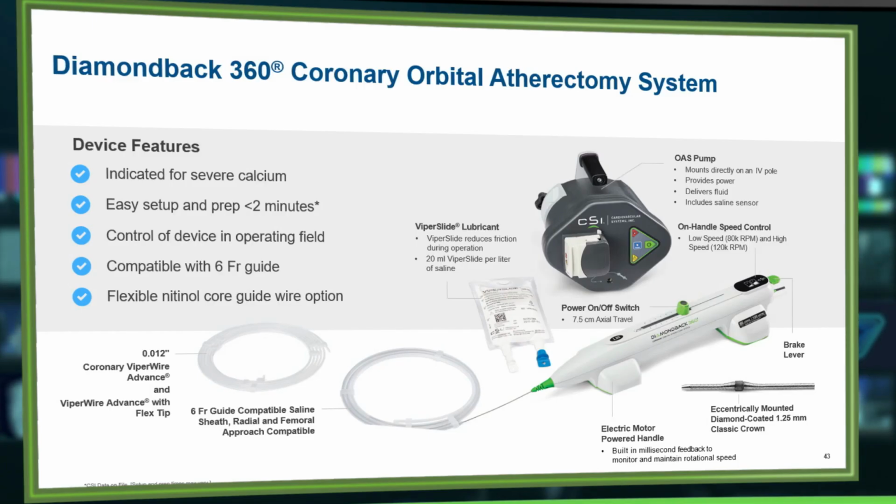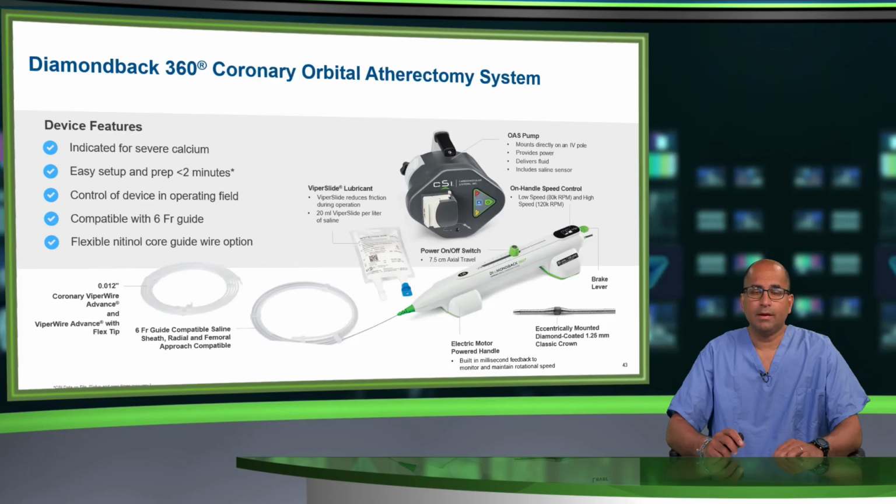Now, what is the CSI device? The Diamondback 360 on the coronary side, because it also comes in a peripheral construct, is a simple device. You can do it through 6 French. It has a motor. It's an electrified motor device that comes on a pole that can be wheeled in, and it is an over-the-wire based system that allows you to modify calcification.